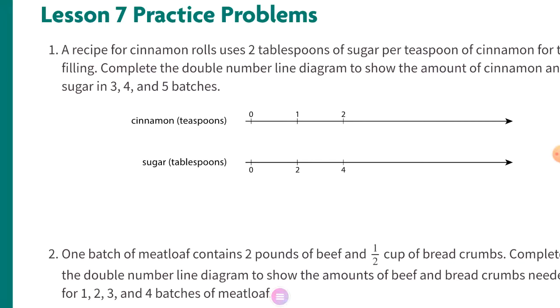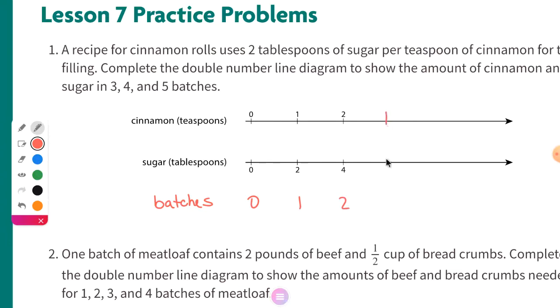And it wanted us to create a double number line for 3, 4, and 5 batches. So they already have 1 batch and 2 batch. Since he showed you batches, I'm going to go ahead and add in batches down here. 0 batches, 1 batch, 2, 3, 4, 5. If you don't have the batches at the bottom, that's okay. It doesn't have to be there. It's just that's how he showed it.